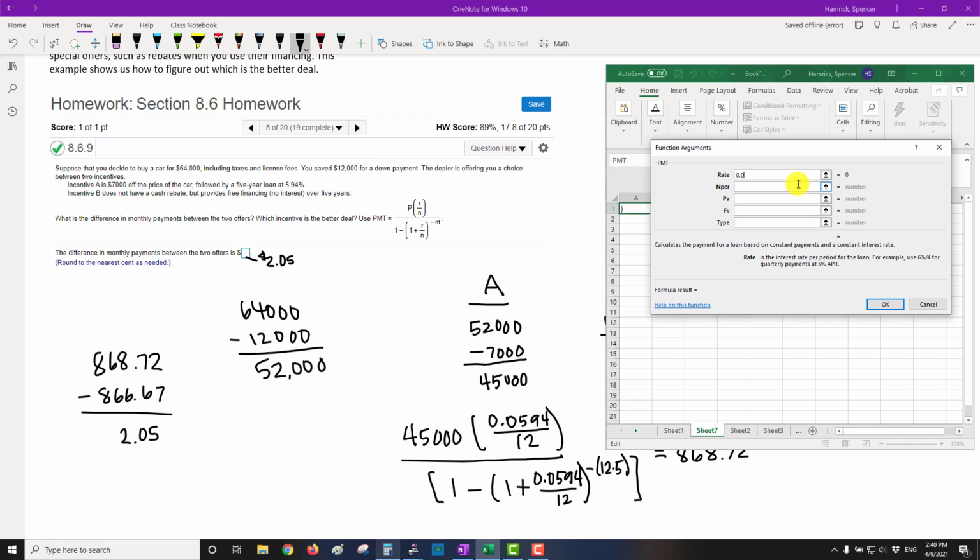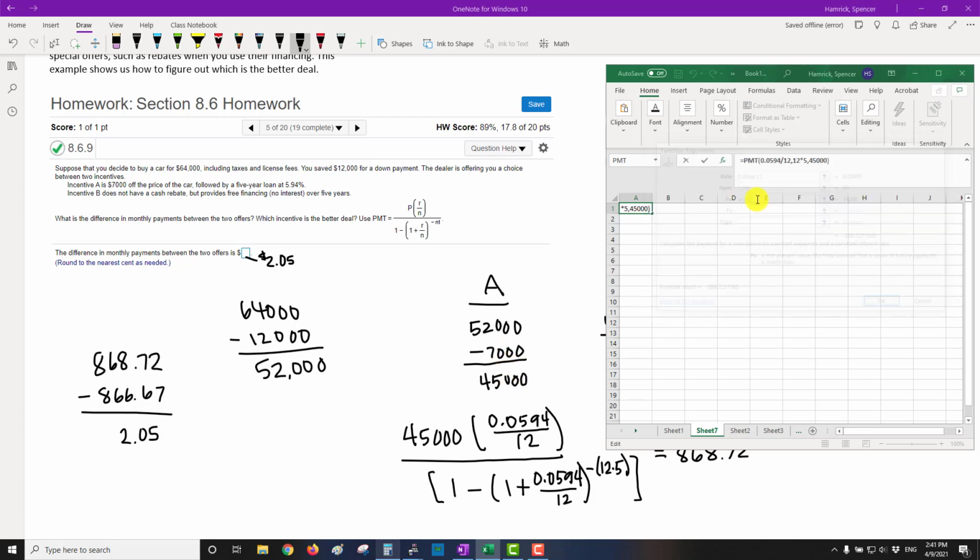The rate is the first thing we put in. The rate was 0.0594 divided by 12, because we have to do r divided by n, as in the formula here. The number of periods is n times t, so that's 60 periods. You can even put 12 times 5 and it knows that's 60. You may recall for annuities we left present value blank and put in future value to find some payment. Here we actually have a present value, because the present value of the car is what it is worth now. Recall for incentive A, the $12,000 down puts us at $52,000, and then we take $7,000 more off, so our present value will be $45,000. And you see we get that same number, $868.72.